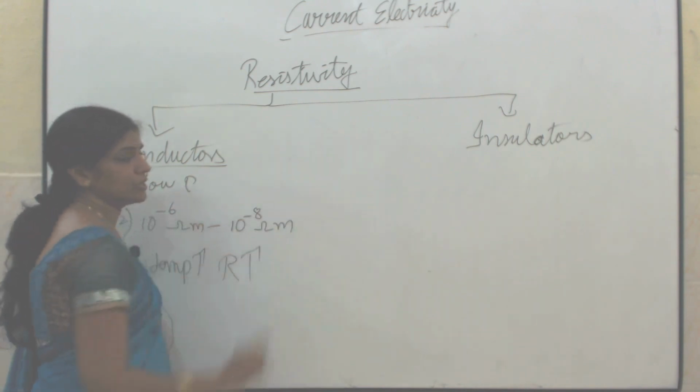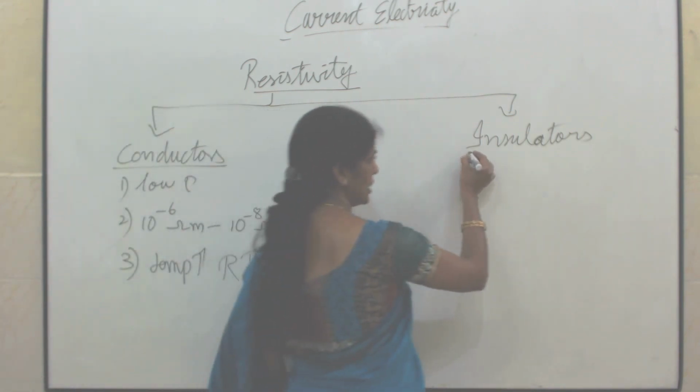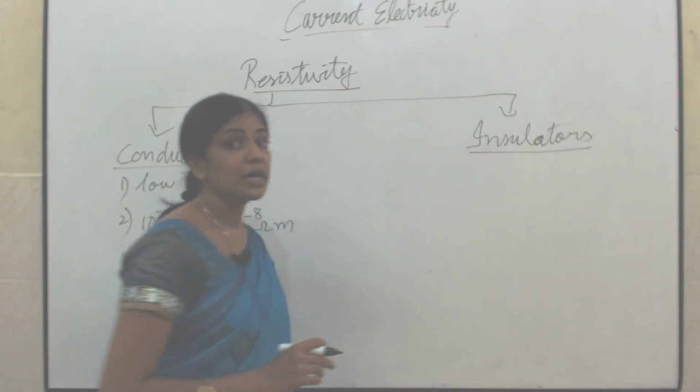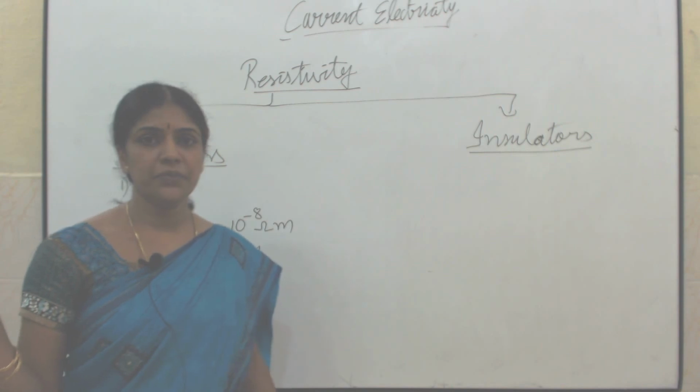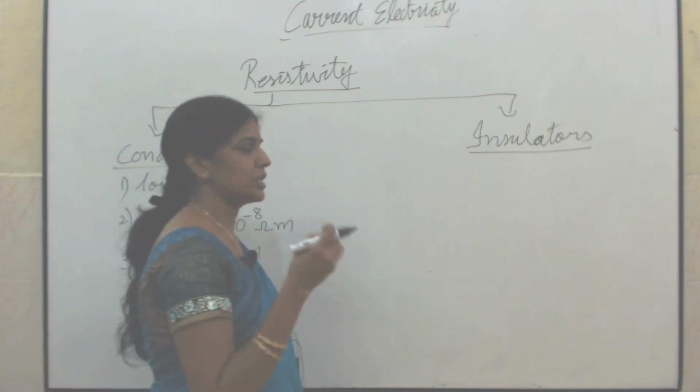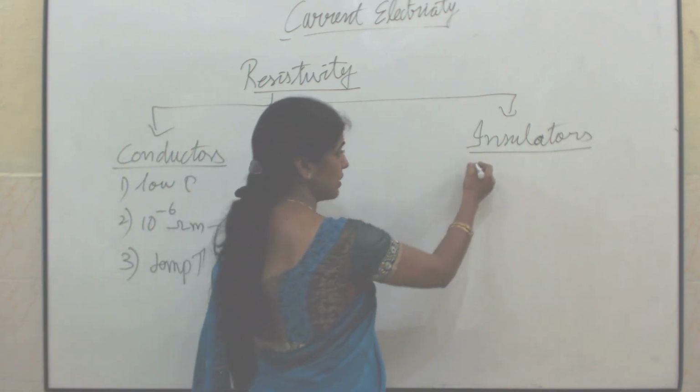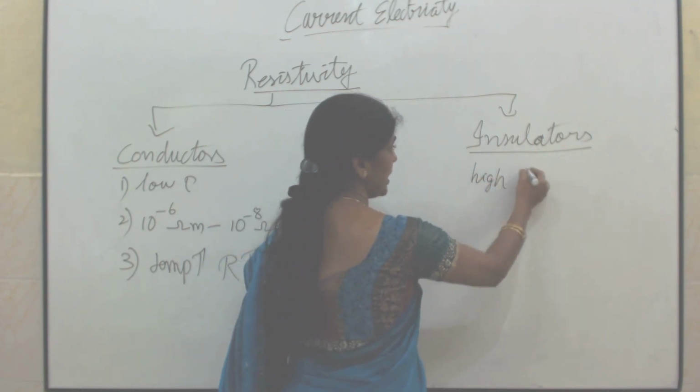Then go for the insulator. We know that the word itself indicates the meaning of the insulator. It will not allow the flow of charges. It will not allow the charges to flow through it. That means it will have high resistivity.